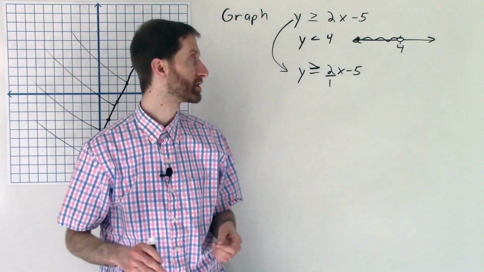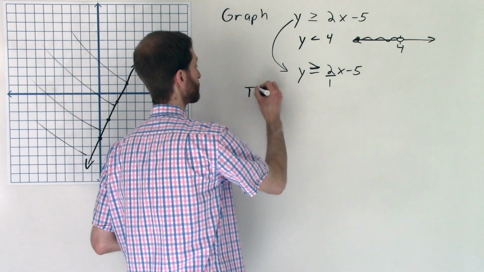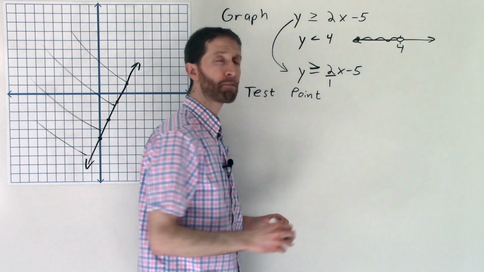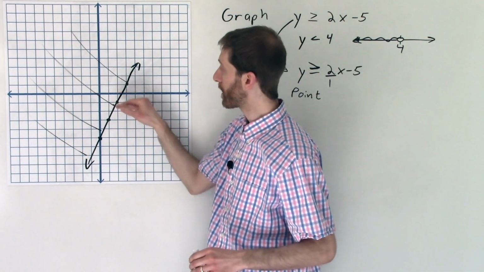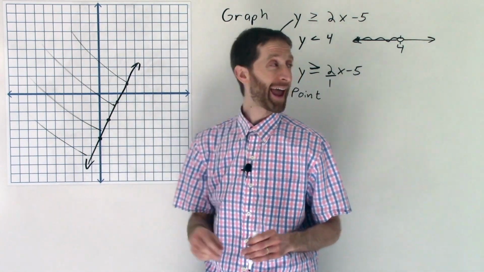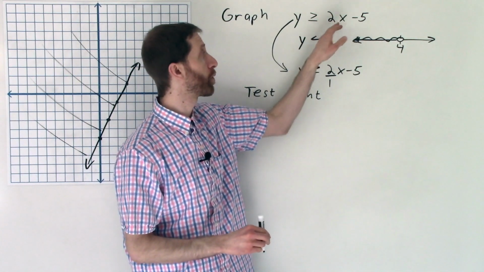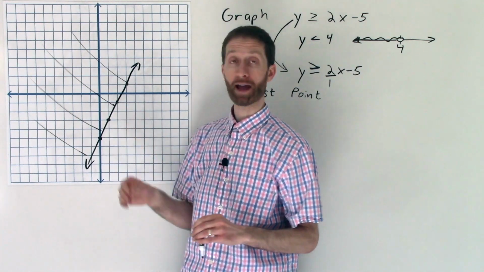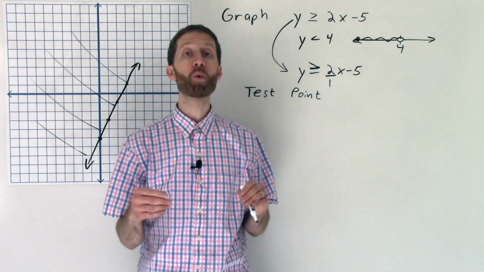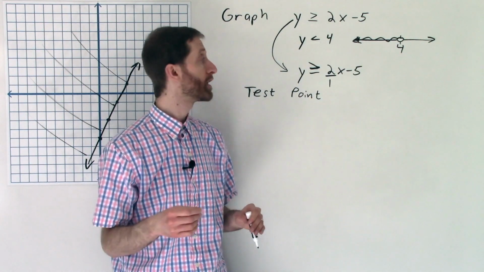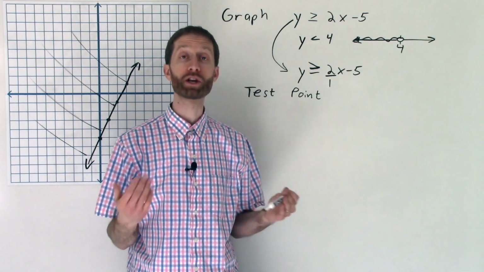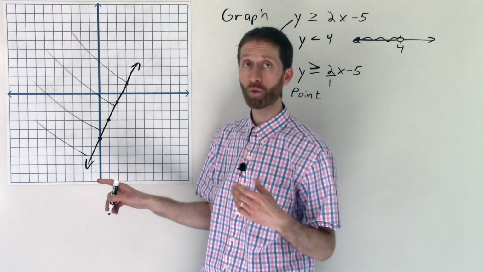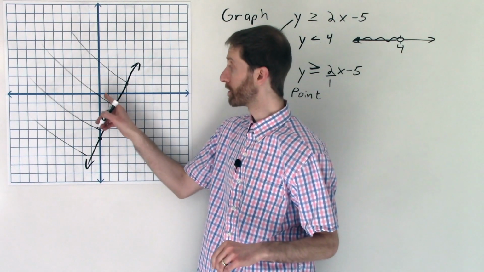Another way you can do this is by using a test point. Now, what does that mean? Well, you pick a point that is on either side of this boundary right here. And if that point when plugged into the inequality is true, then we shade that part of the graph that has that point. If that point is not true in that inequality, then we don't shade that part, we shade the other side. An easy test point, if it's not on the line, you would never want to test a point on the boundary, would be 0, 0.